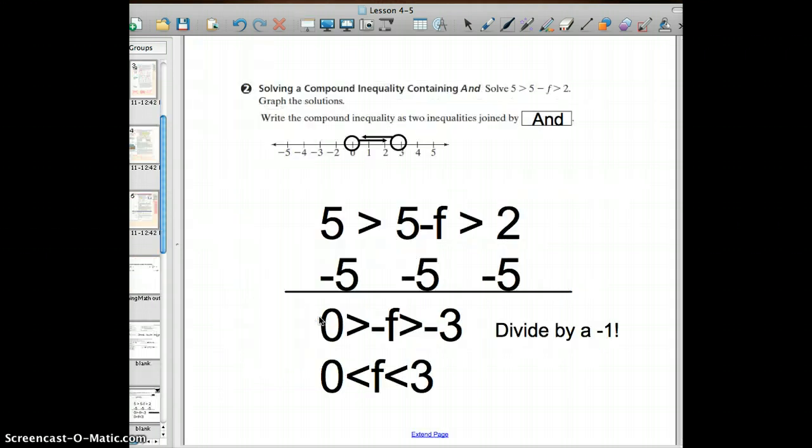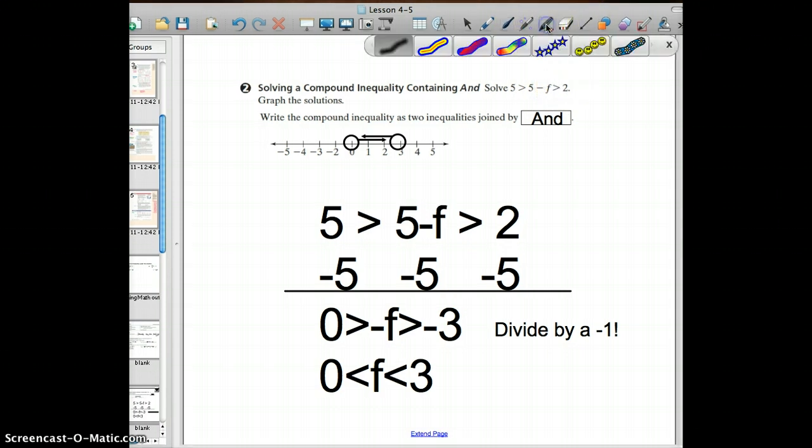Our second example is, I apologize, this is a second example of an "and" situation. We're solving compound inequalities. We have 5 is greater than 5 minus f, which is greater than 2. Okay? So we are going to solve the compound inequality. If you want to think about it, ignore the first half of this problem. Or ignore the second half of this problem. Ignore the greater than 2. So you've got 5 is greater than 5 minus f.